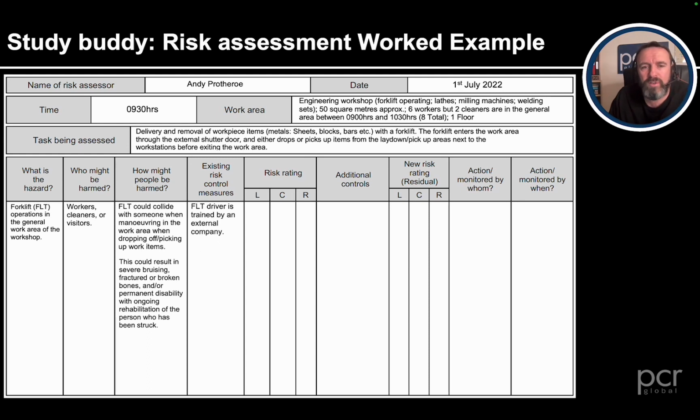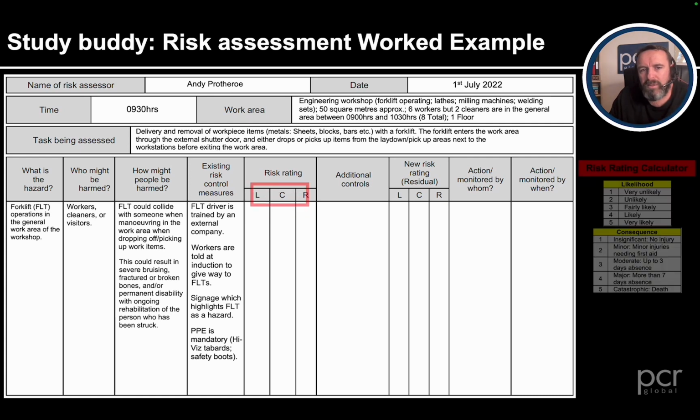What existing control measures do we have in this situation? Well, the driver is trained by an external company. I've got that down there because that's the fact in this situation. Workers are told at induction to give way to forklifts. So when the induction is being read, guys, you've got to give way to forklifts. So you could question that, couldn't you? Remember now, this is a situation that we're talking about, and that's what I'm saying has been said. I'm not saying that's right or wrong. Signage which highlights the forklift as a hazard. And then PPE is mandatory.